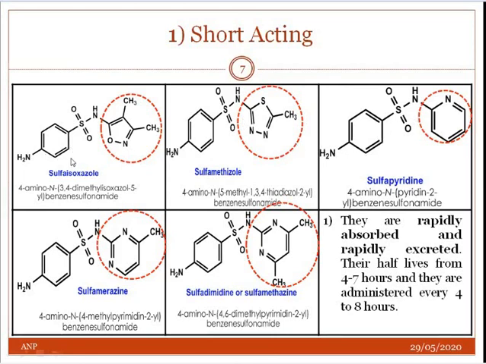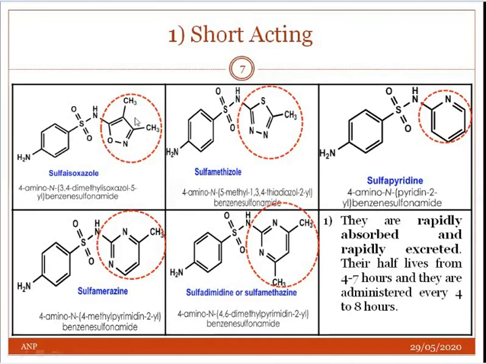Now, how to write the IUPAC name or the chemical name for this structure? These are the common names, sulfisoxazole. So, how to write the IUPAC name? See, my parent is benzene sulfonamide. Again, one substitution is there at the fourth position on that benzene sulfonamide, that is NH2. So I write like this: benzene sulfonamide, with one substitution at position number 4, which is amino. So 4-amino benzene sulfonamide. Again, one more substitution is there on the nitrogen. So I write like this, N in bracket.